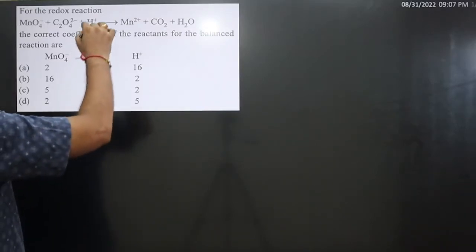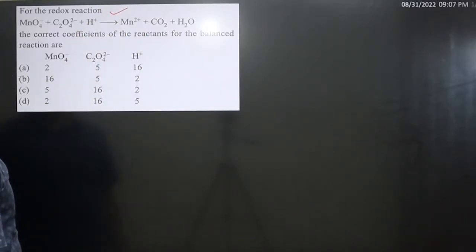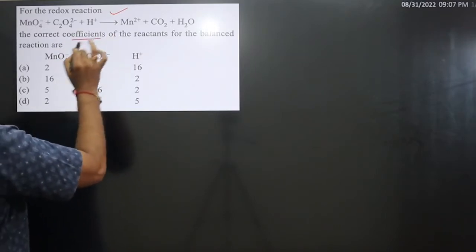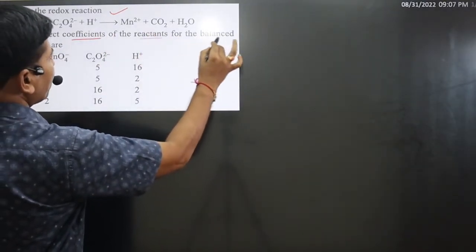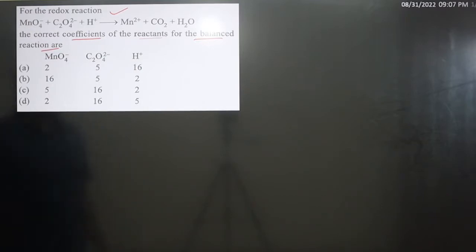The question says: for this redox reaction given here, the correct coefficients of the reactants for the balanced reaction are. First of all, we can balance the given redox reaction and then find out the coefficients.